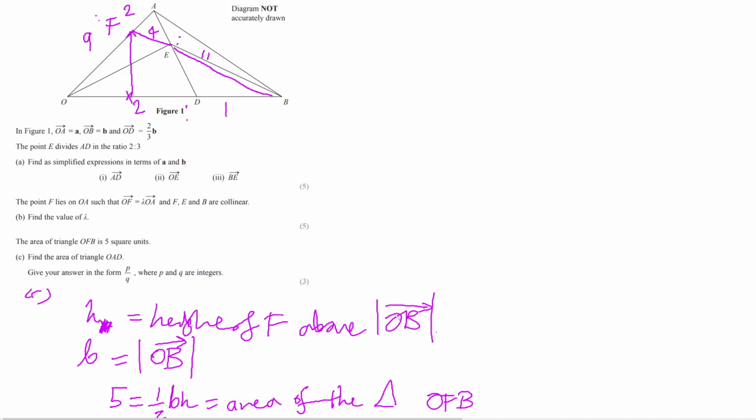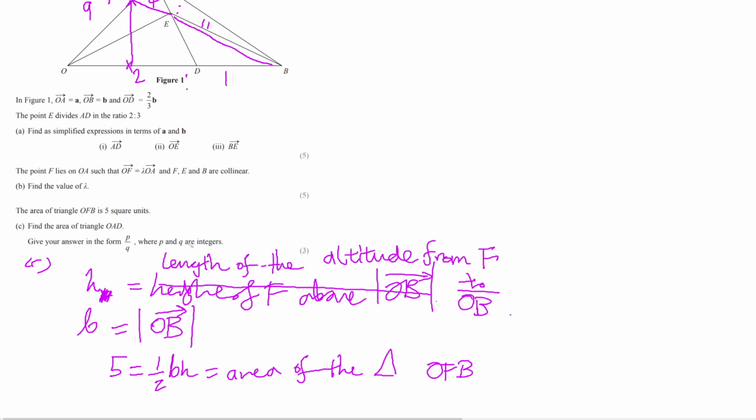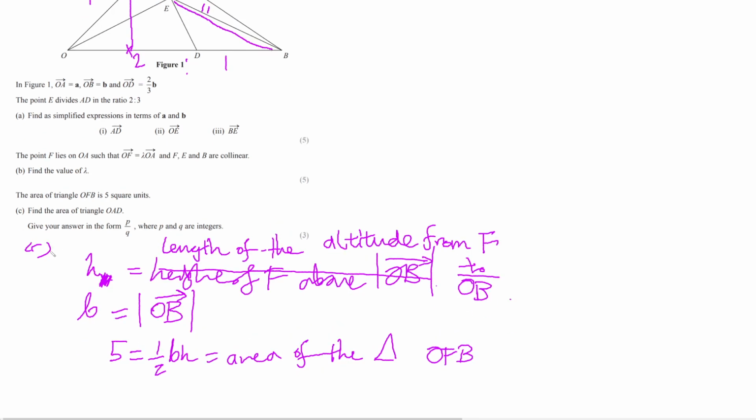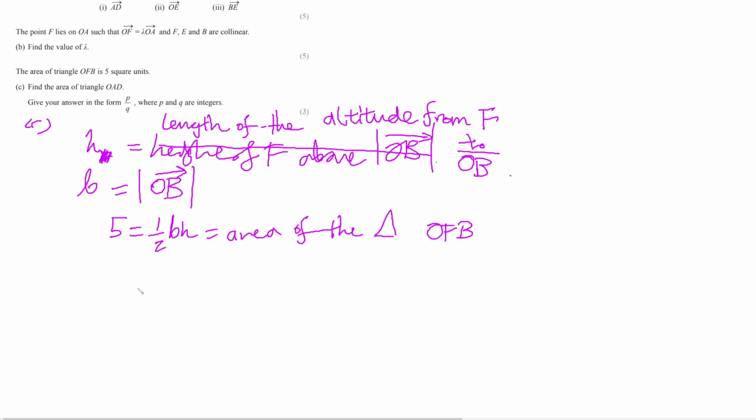Or, in other words, you can also express this as the length of the altitude from F to OB. So I'm just going to write that down. Right, so we know from the question that the area of this original triangle, half BH, is equal to 5, or rather, BH is equal to 10.